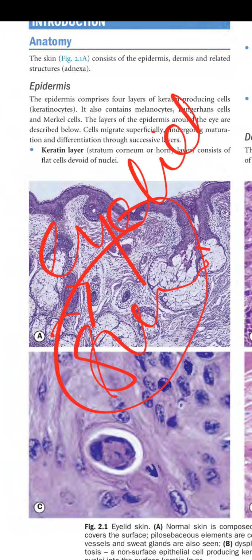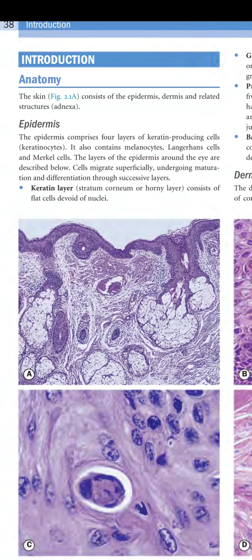In the eyelid skin, the first part is the epidermis. The epidermis comprises 4 layers of keratin producing cells, keratinocytes. It also contains melanocytes, Langerhans cells, and Merkel cells. The layers of the epidermis around the eyes are described below. Cells migrate superficially, undergoing maturation and differentiation through the successive layers.